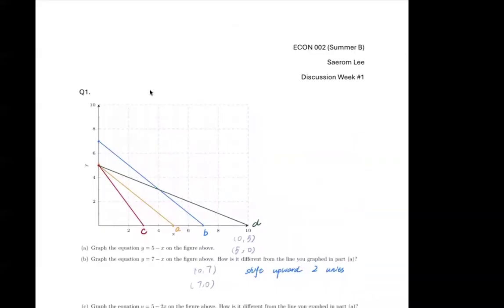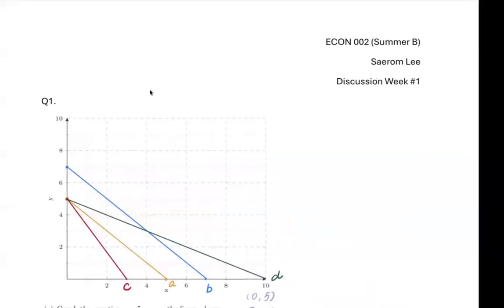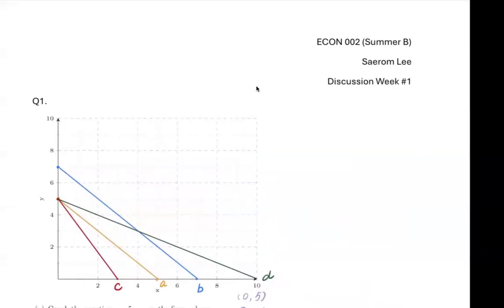Now can you guys see my iPad screen? The Econ2 theorem discussion week 1 Q1, something like that. If you can, tap it in the chat. Okay, thank you. Okay, then let's get started.